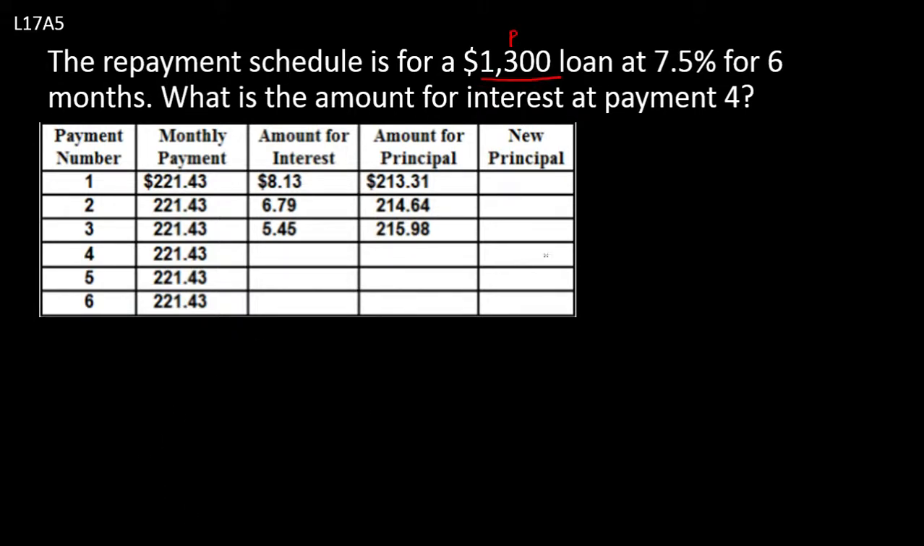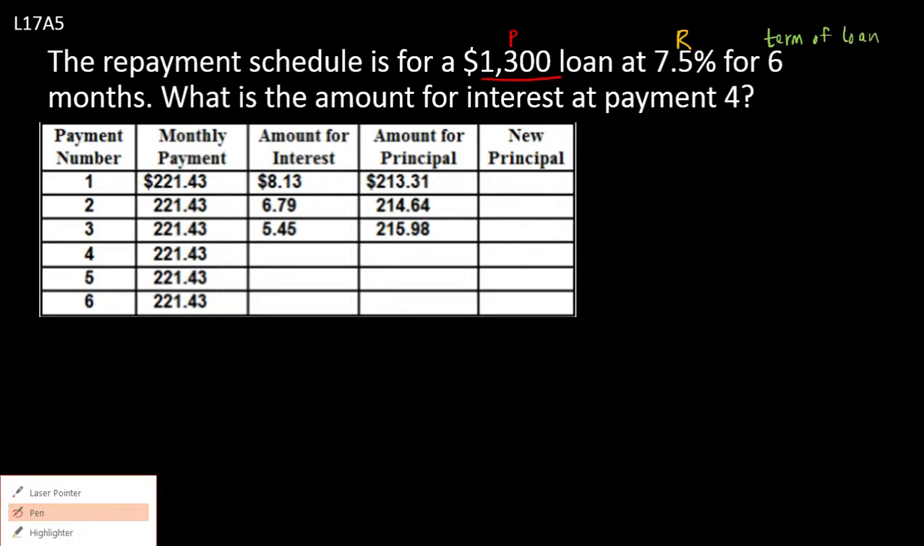We're told the rate, which was 7.5%. And we're told the term of the loan. Now notice I'm not calling this time. I'm calling this the term of the loan, how long this loan has been taken out for. If we look at the information provided in the table, we see they give us the payment number.